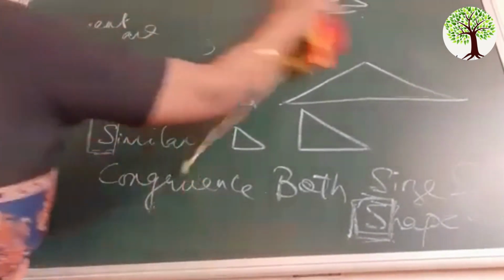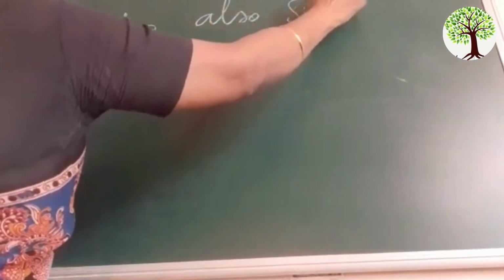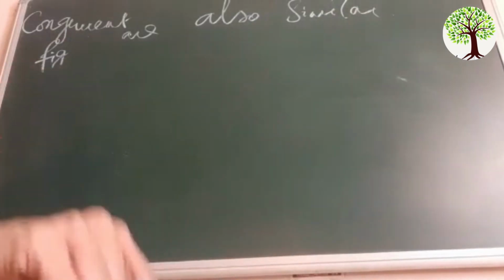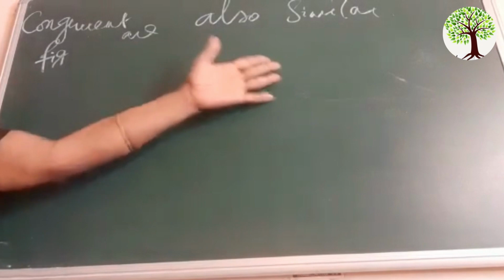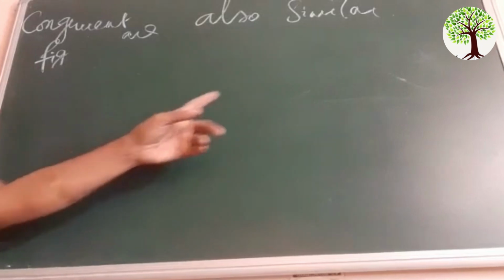But the converse part. What is the converse part? Similar figures cannot all be congruent. Why? Both conditions have to be satisfied, that is the size as well as the shape, which is not possible for the reverse part. Okay. Then we have discussed the triangle.